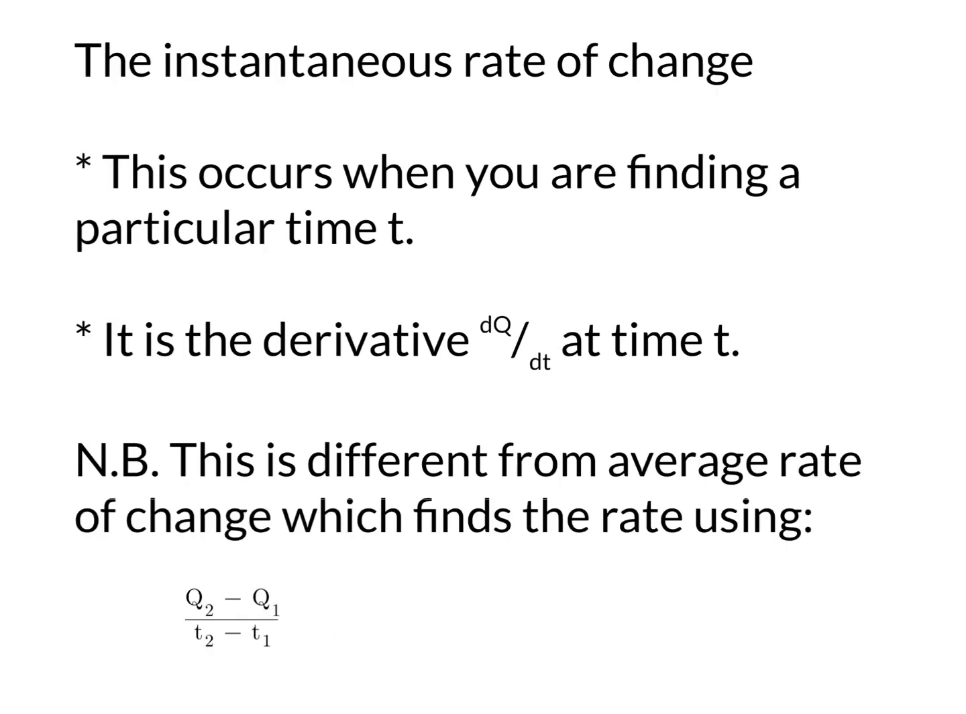When we mention instantaneous rate, we are talking at a particular time. So it's the derivative at that time t. So what we'll do is sub in t and find out the rate at that time. Note, this is different from average rate, and we can find that using the formula Q2 minus Q1 over T2 minus T1, which finds us the average rate.